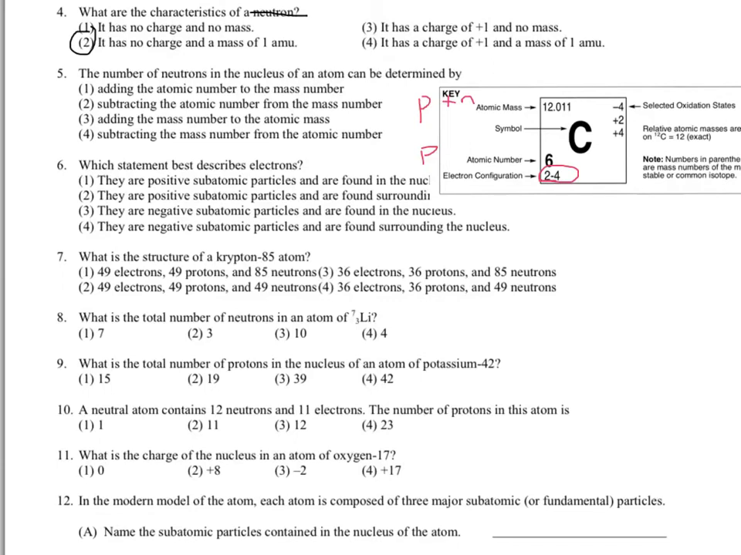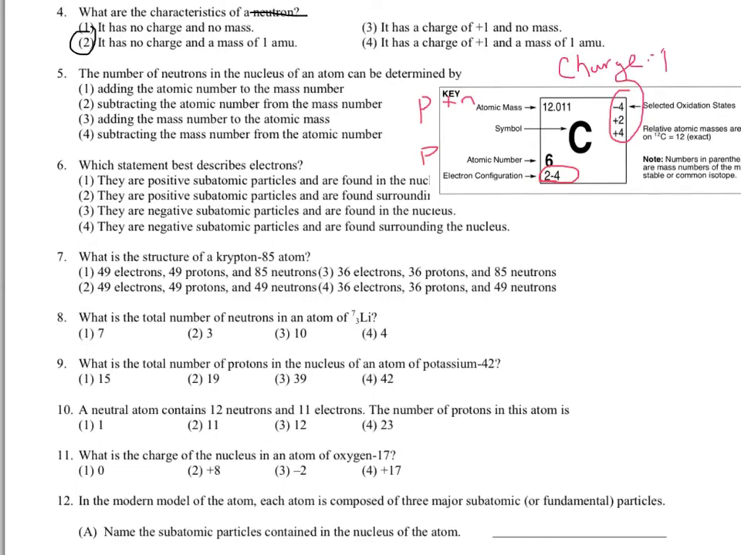Finally, we have a point here. Now here are the selected oxidation states. Now the selected oxidation states are the charge of an ion. Most atoms that we're going to be looking at are not ions, meaning they don't have a charge. And the reason they don't have a charge is because their positive charges, their protons, are equal to their negative charges, their electrons. But in an ion, that is not the case. In an ion, we have a charge because they have gained or lost electrons.